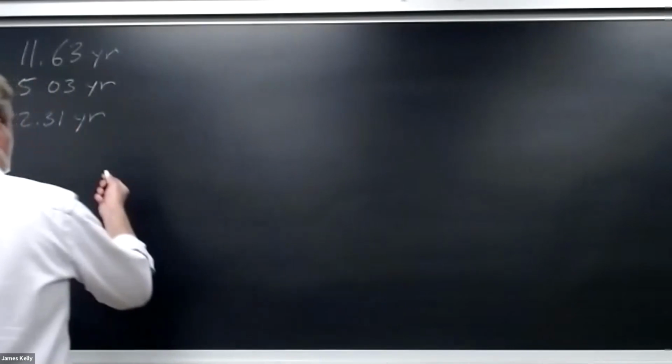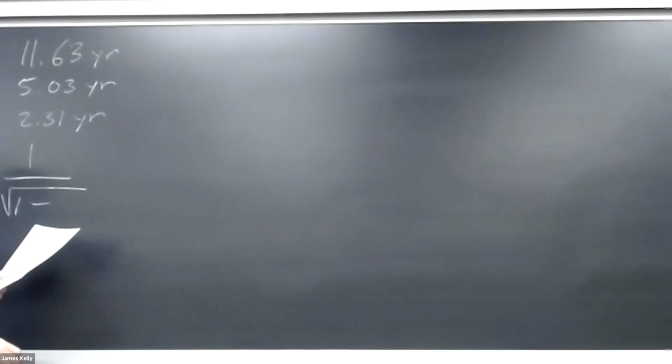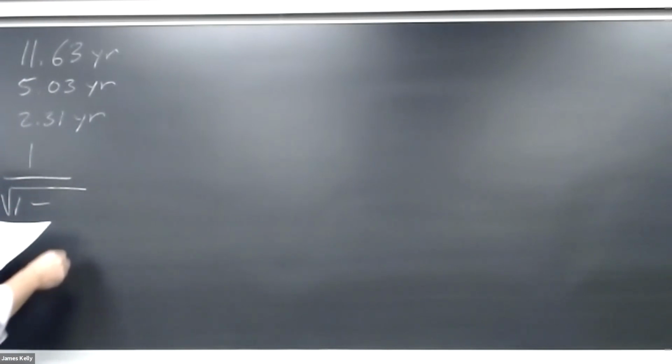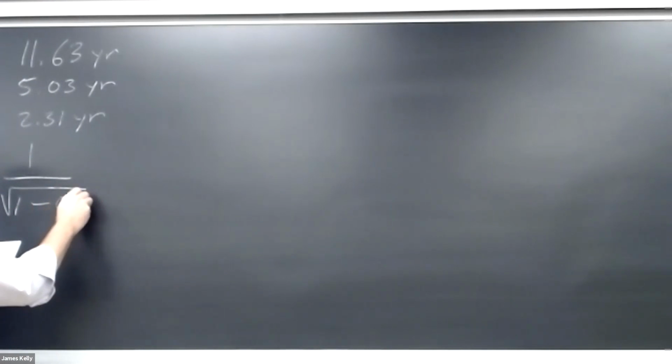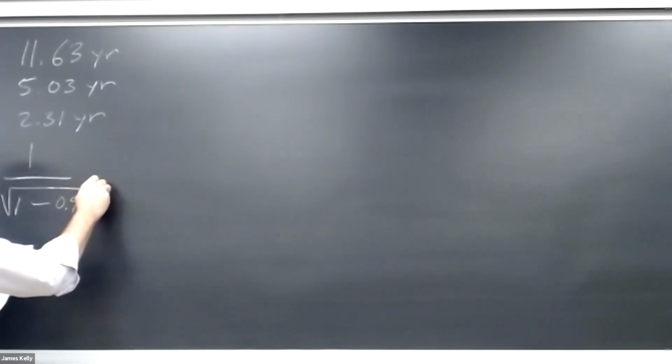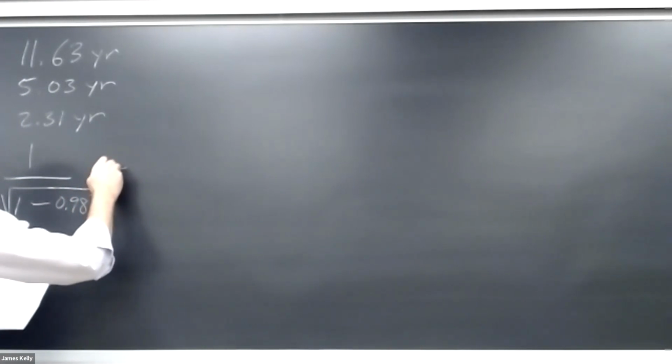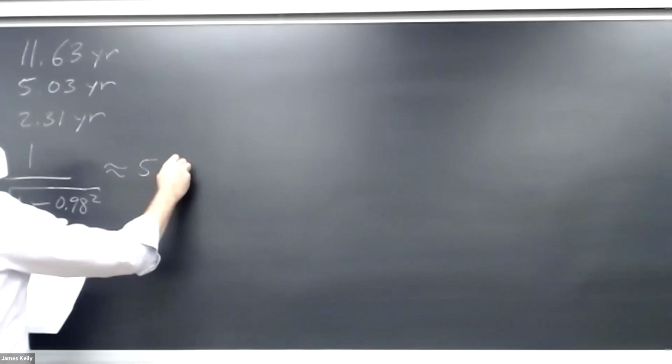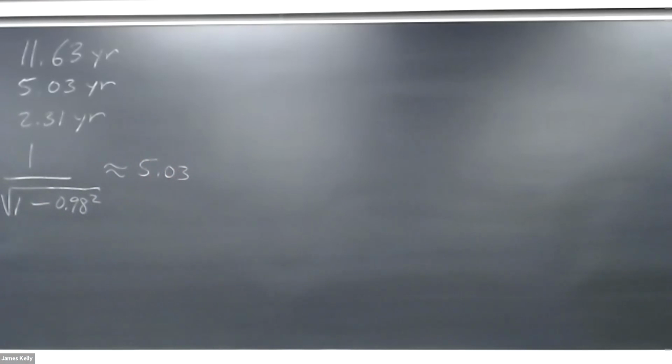Okay, so in this case, we can work out what gamma is again from scratch, but it's 1 over the square root of 1 minus v squared over c squared, and v over c is 0.98. So we need to square that under the square root, and that's very close to 5.03, and I'm just going to use that in the later parts of the problem. We don't need it in part A.